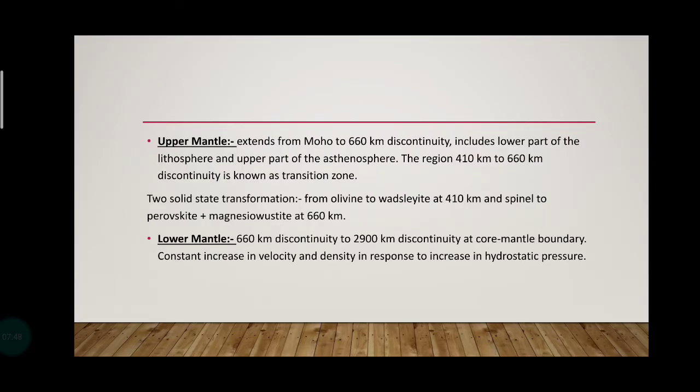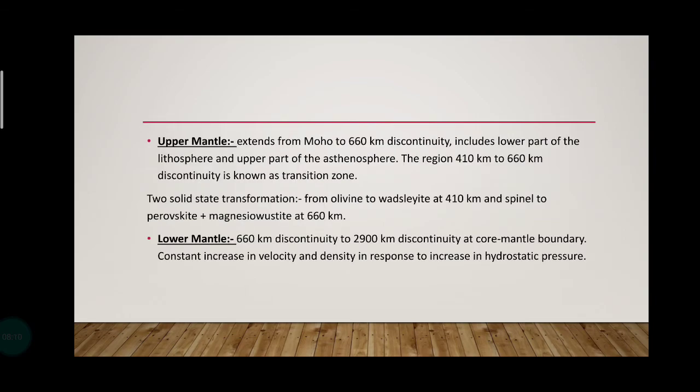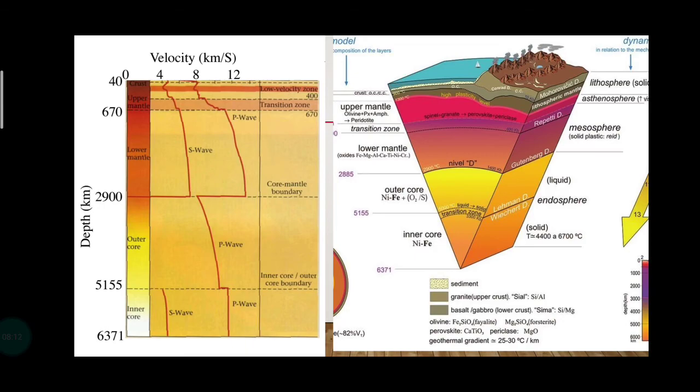Now we are going to learn about the outer core. In the outer core, as I said, there is no transmission of S waves and it is interpreted to be liquid. It extends from 2900 km to 5200 km, with an abrupt reduction in velocity. We can see this in the graph.